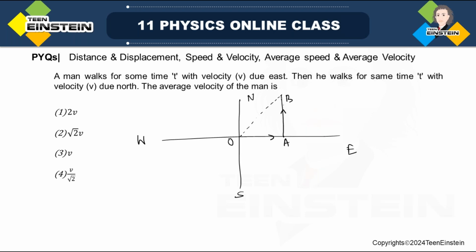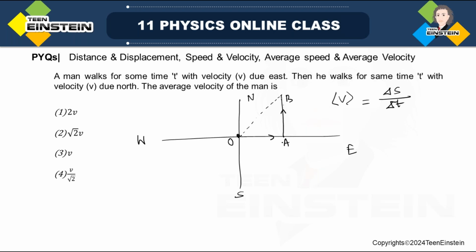You have to find out what is the average velocity. Average velocity means total displacement. I can say average velocity is delta s by delta t, the time interval. Okay, so in this case we have to find out what is the average velocity. So what is the total displacement? It is actually from O to B. So the displacement will be O to B. So this distance I have to find out.